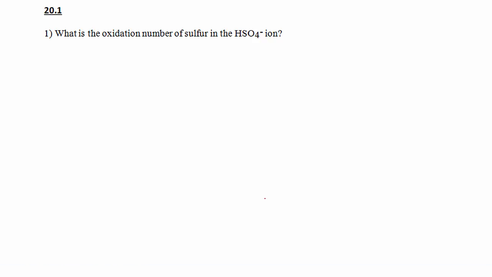Mr. Donnie here again, looking at 20.1 problems. All right, so the first question is, what is the oxidation number of sulfur in the HSO4 minus ion? Well, first thing to look at is that minus. It tells us the whole charge of that whole thing has to be -1.